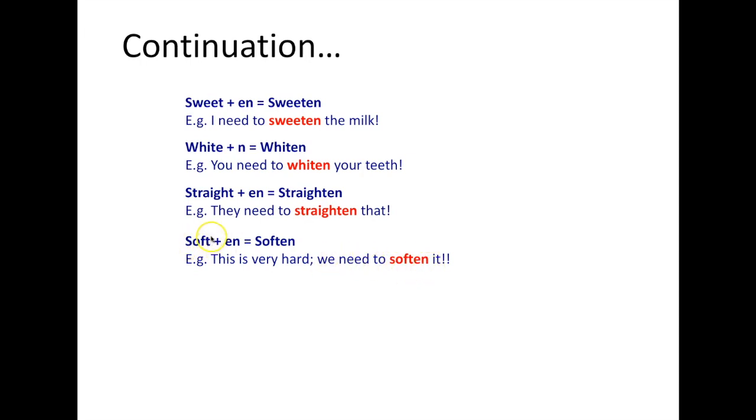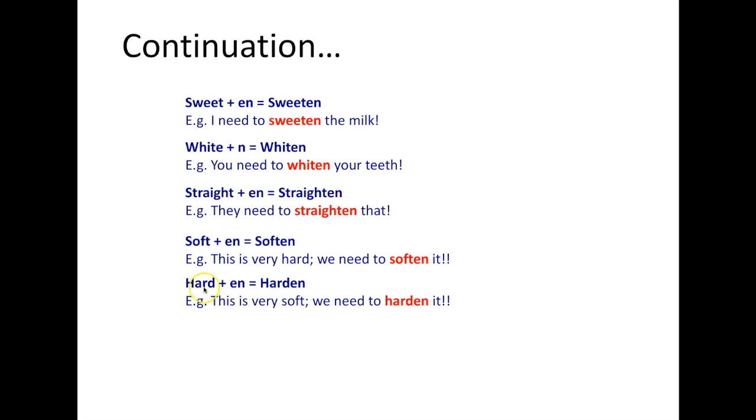Aquí tenemos el adjetivo suave, soft, que significa suave. And cuando le agregamos en, we get the verb soften, que significa suavizar. Now, noten que aquí la T es muda. No decimos "soften" con T, decimos "soften" sin T. Algunas regiones de los Estados Unidos pronuncian la T, pero yo prefiero decir soften sin T, ¿ok? So, el ejemplo es, this is very hard, we need to soften it, ¿ok? Esto está muy duro, necesitamos suavizarlo.